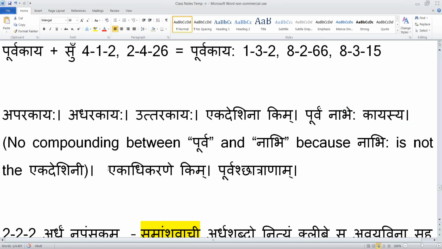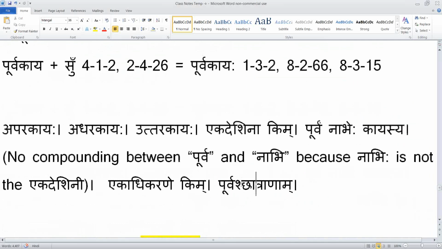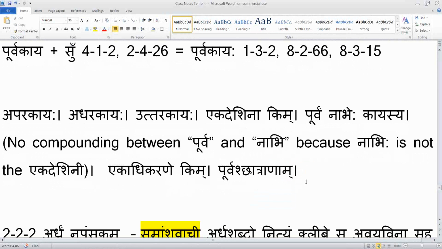Okay. It says ekadhikarane etikyam. Purva chhatranam is the earlier one of many students. Now the chhatranam is not the ekatva sankhya vishishtaha avayavi. It has parts too. There are many students, so this group of students has parts to it, but it's not ekadhikarane. There are many of these students, so this also will not compound. You cannot say purva chhatraha. Purva chhatraha will not happen like that. Okay, so that's the two things.